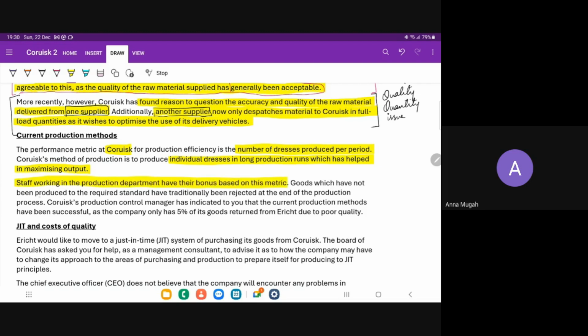Goods which have not been produced to the required standard have traditionally been rejected at the end of the production process. Corsic's production control manager has indicated to you that the current production methods have been successful as the company only has 5% of its goods returned from errors due to poor quality. Now, I'm giving you again 2 to 3 minutes to read this paragraph again and try to identify from this part, is there any problem?